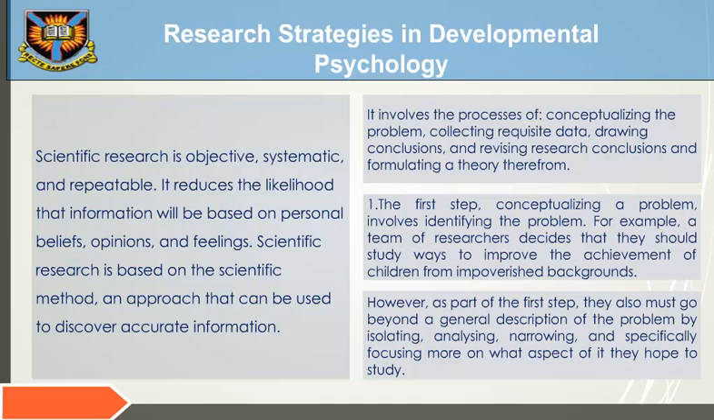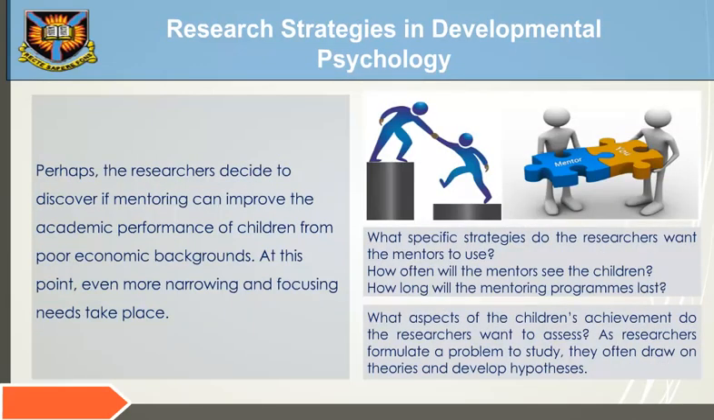1. The first step, conceptualizing a problem, involves identifying the problem. For example, a team of researchers decides that they should study ways to improve the achievement of children from impoverished backgrounds. However, as part of the first step, they also must go beyond a general description of the problem by isolating, analyzing, narrowing, and specifically focusing on what aspect of it they hope to study. Perhaps the researchers decide to discover if mentoring can improve the academic performance of children from poor economic backgrounds.